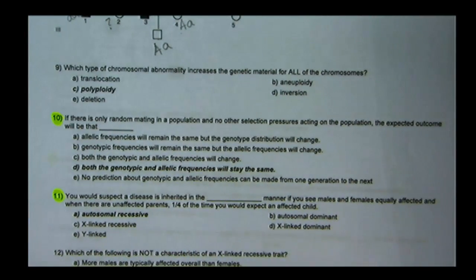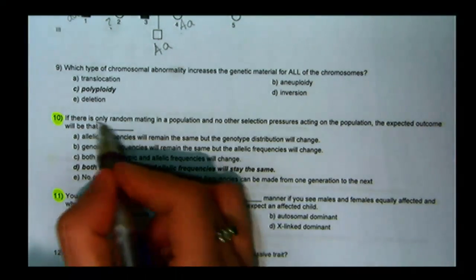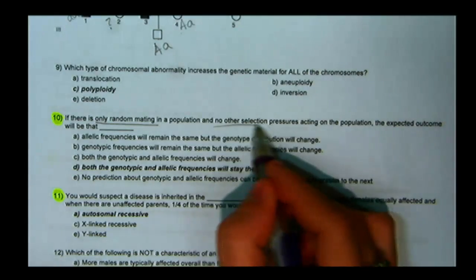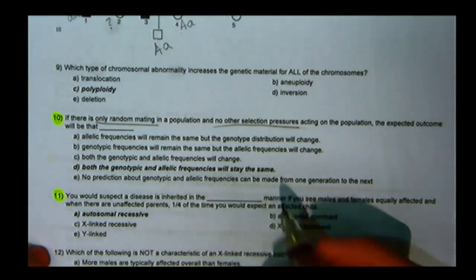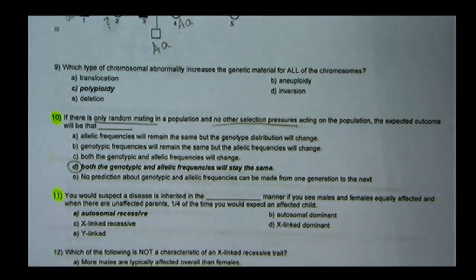Okay, so this is number 10 for exam 2. Only random mating in a population, no other selection pressures. The expected outcome is that, and this has to do with Hardy-Weinberg, what is the whole point of Hardy-Weinberg, is that the frequencies will stay the same. So both genotypic and allelic frequencies. That's what Hardy-Weinberg is measuring when they have all of their assumptions that all of these things are staying the same.